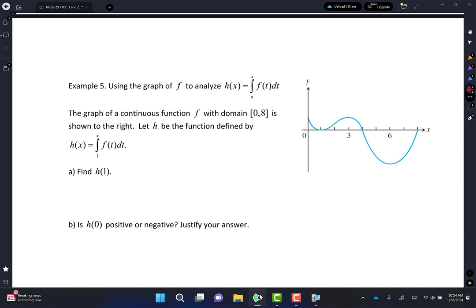So example 5, using the graph of f to analyze h of x. So h of x equals the integral from a to x of f of t dt. The graph of a continuous function f with domain 0 to 8 is shown to the right. Let h be the function defined by, okay, so I have a function defined by h. Nothing crazy. Are we still okay? Yeah. All right. And it's an integral function, no big deal. All right. Find h of 1.